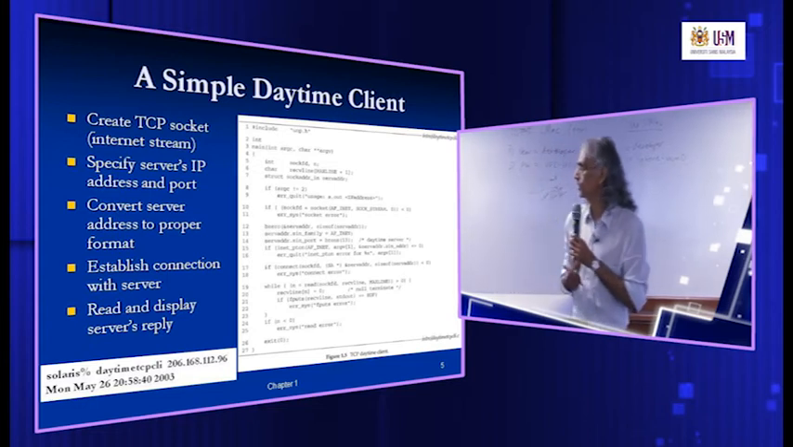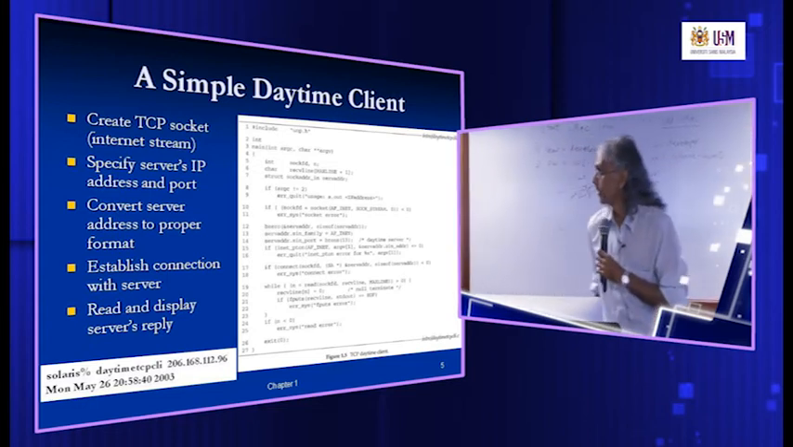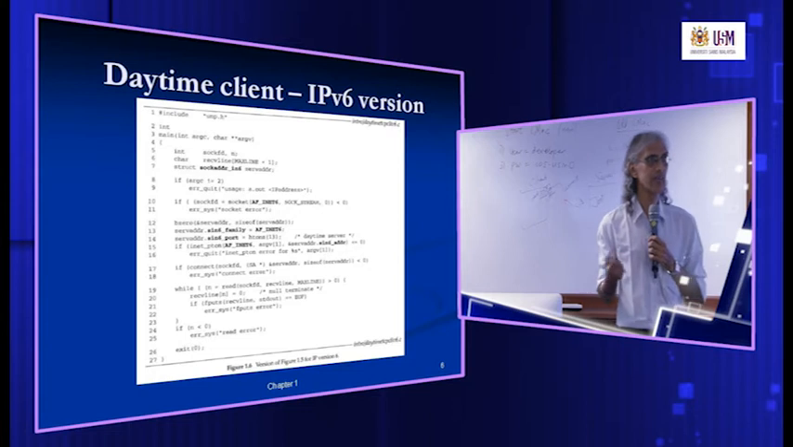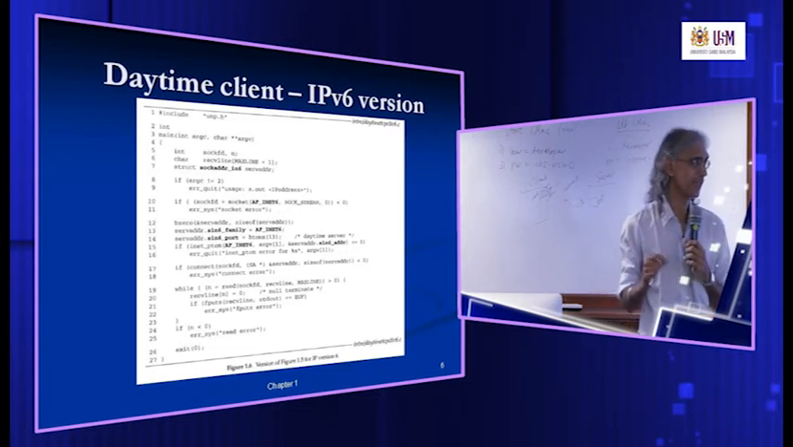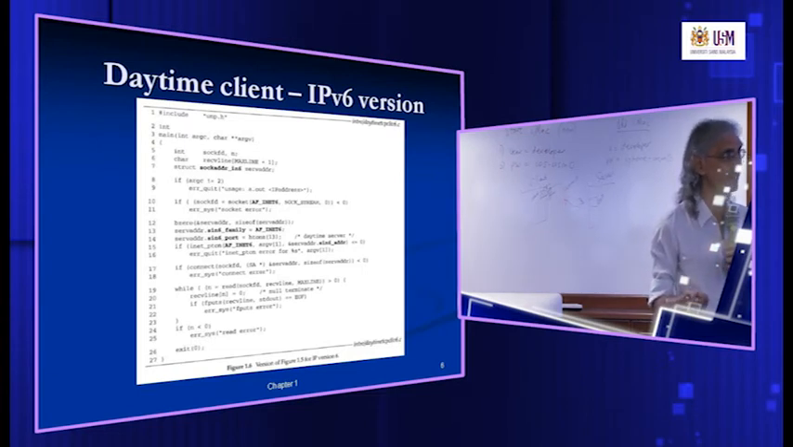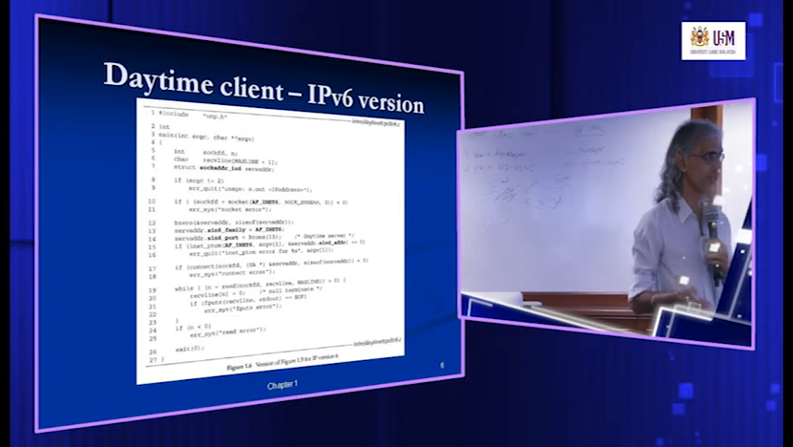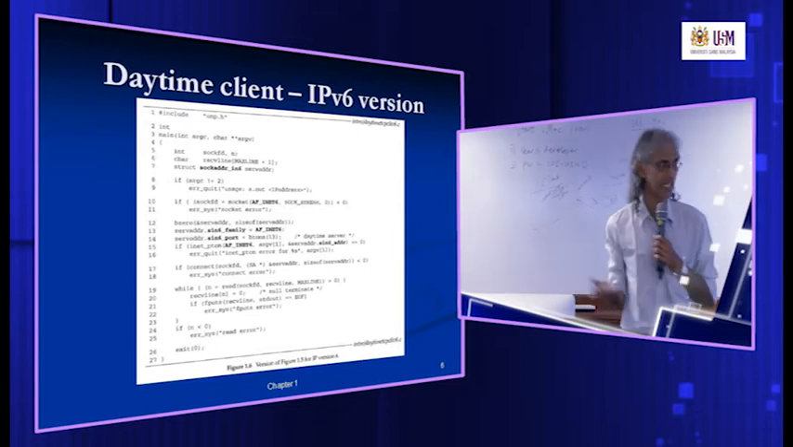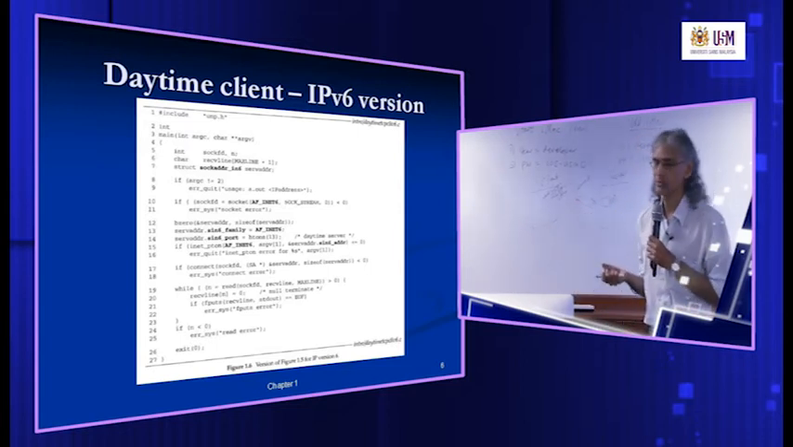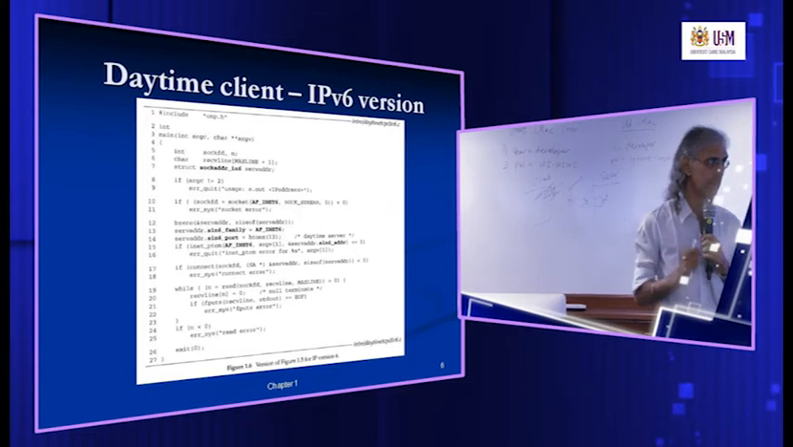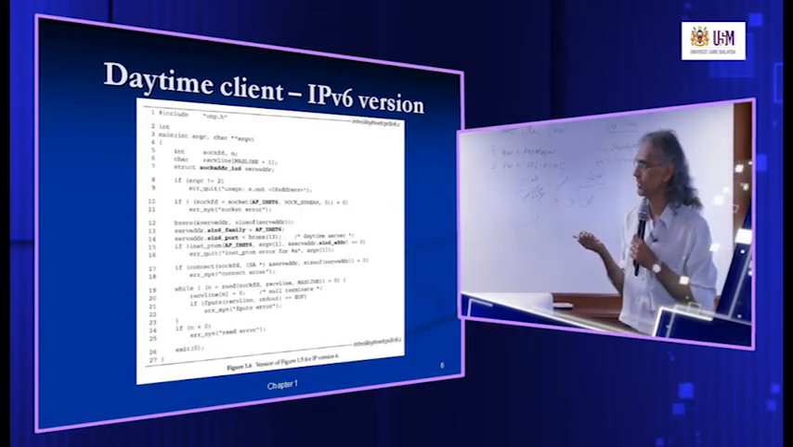Now this one gives us a different version. Same client, except that our server is running on IPv6. You know the difference between IPv6 and IPv4, right? The main thing is that it has a different IP number. The IP address in IPv6 is 128 bits, IPv4 is 32 bits. So the server address, the server structure, has to be larger now. What this program is trying to show is that between the IPv4 and IPv6 versions of the client, the changes are very, very minimal. It only concerns the server address.